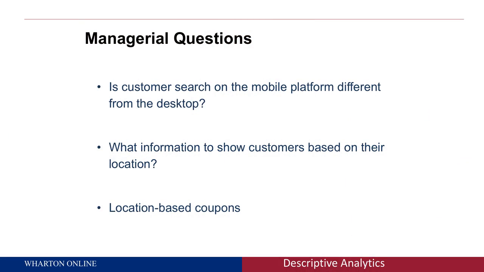What are the types of managerial questions that can be answered? For example, is customer search on the mobile platform different from the desktop? What information should we show customers based on their location? So think about Foursquare, for instance. They have information on where you are. Should the information they show you be different depending upon your location? Probably yes. And of course, another type of question would be, are there coupons that can be sent based on your location? All of these questions can be answered by looking at mobile data. And again, there are companies out there that can help you collect this data.